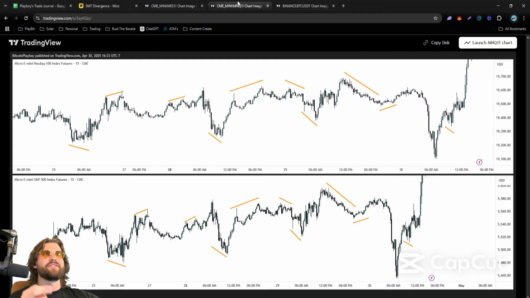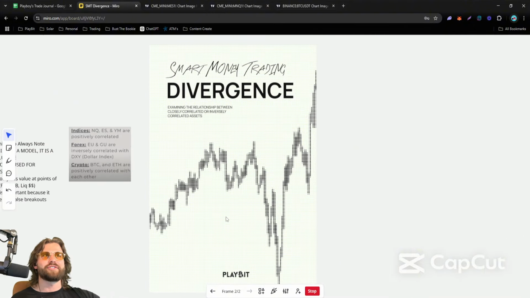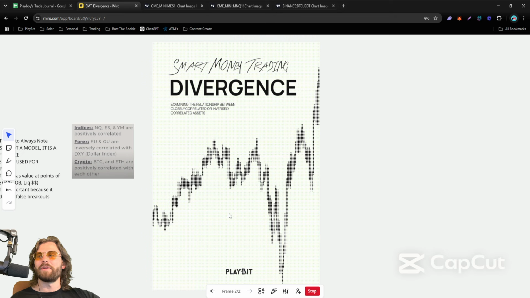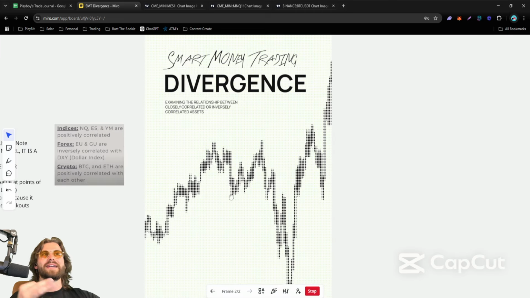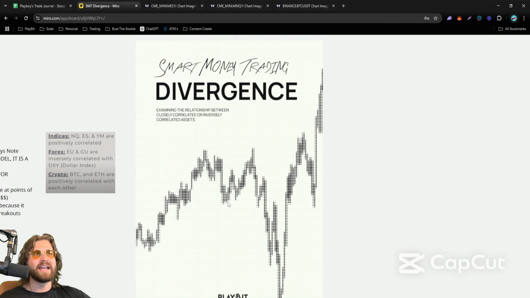We have tons of examples to go through. I have tons of definitions to show you. And the first thing I want to start with is smart money trading divergence. Some people call it smart money tool divergence. I don't care what you call it. I'm going to examine today the exact relationship between correlated assets and sometimes inversely correlated assets.